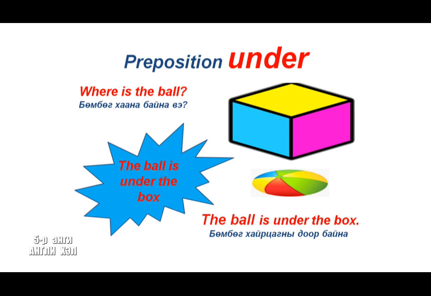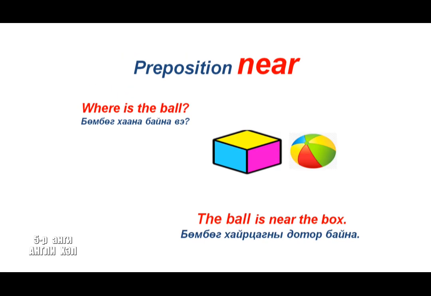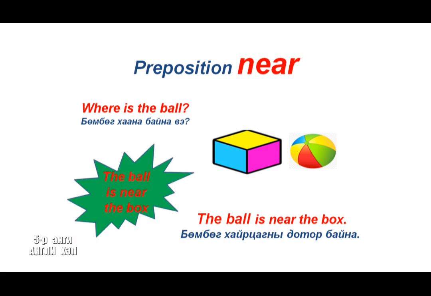Okay, next one. Preposition near. Where is the ball? The ball is near the box. The ball is near the box. Where is the ball? The ball is near the box. Okay, one more time. Where is the ball? The ball is near the box.